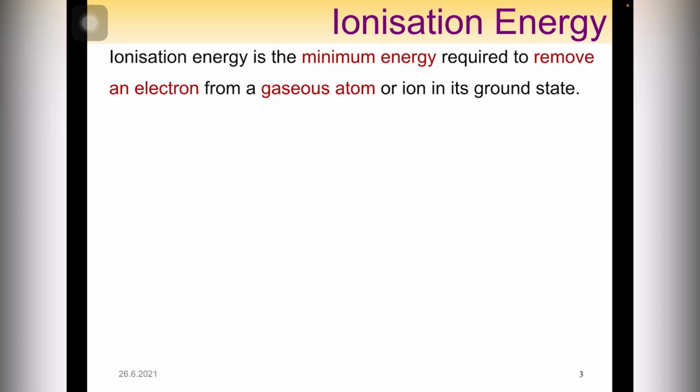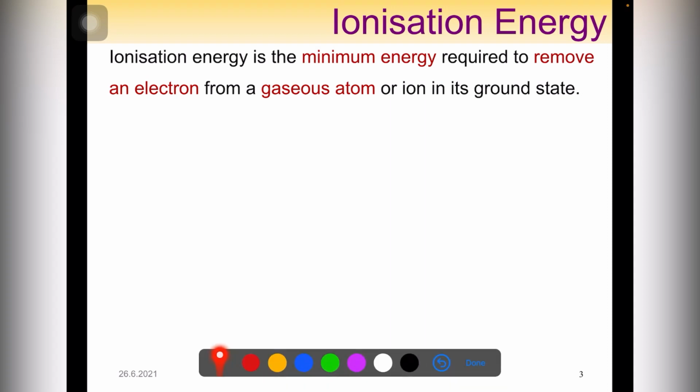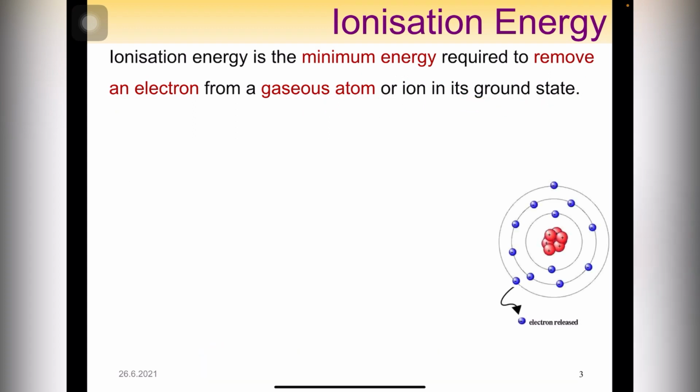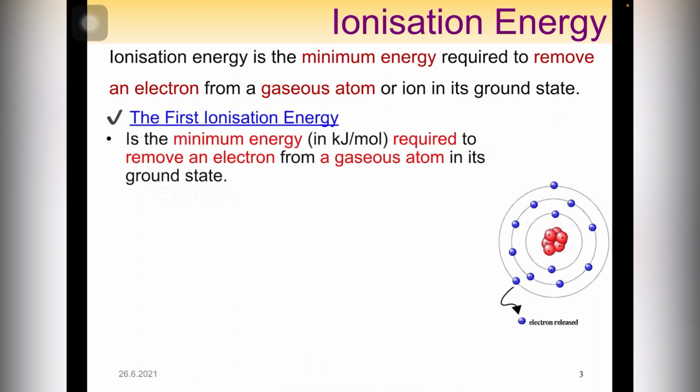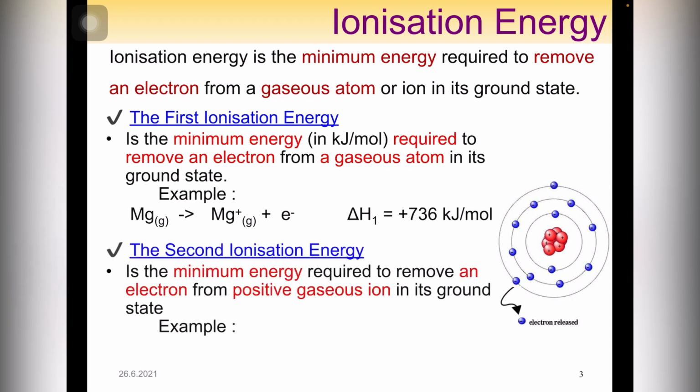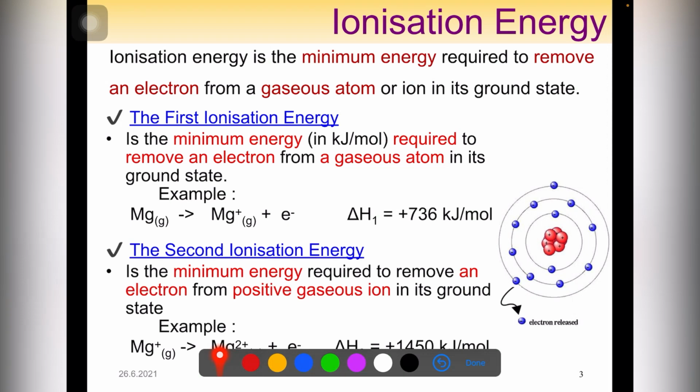Ionization energy is the minimum energy required to remove an electron from a gaseous atom or ion in its ground state. So this is a general definition for the ionization energy. And the keywords are: minimum energy, remove an electron from a gaseous atom or ion in its ground state. There are two types of ionization energy that you will learn: the first ionization energy and the second ionization energy.